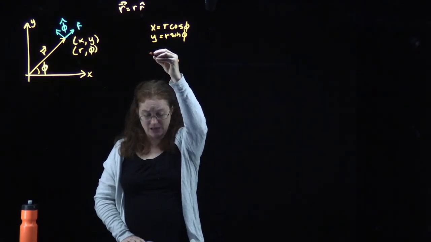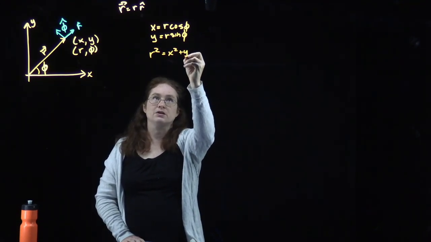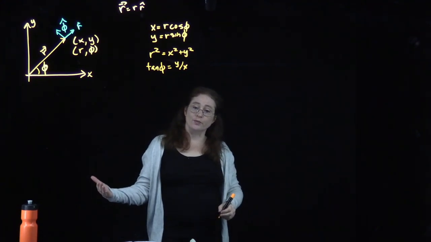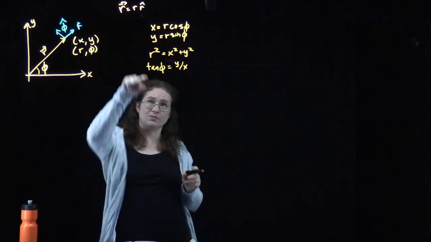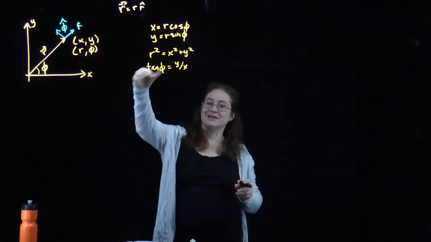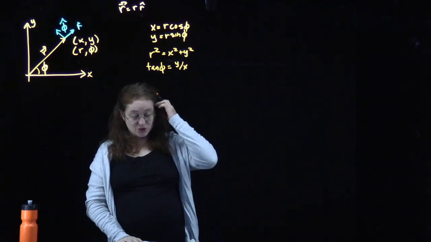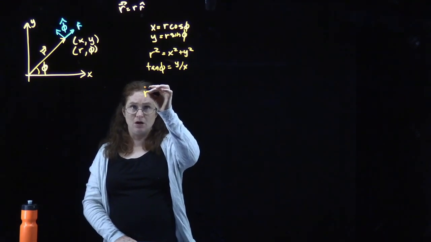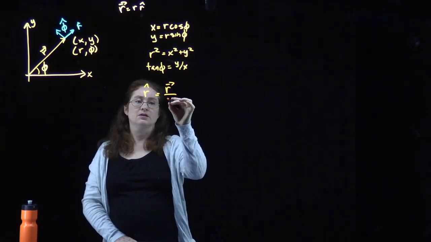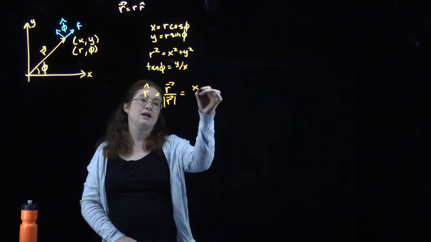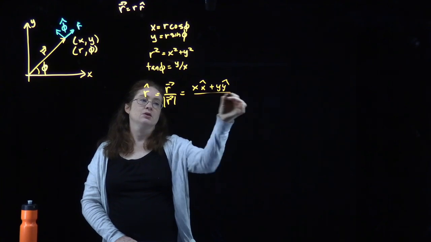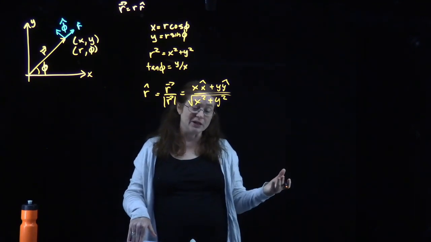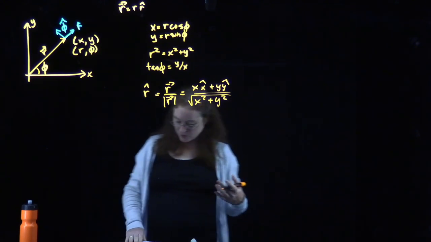We can rearrange this and see that r squared equals x squared plus y squared, and tangent of phi equals y over x. So we can go from x and y to r and phi or vice versa. Be careful here because you've defined the angle up to a sign, and you want to make sure that you are actually getting the correct angle. Okay, and we can also choose, now r hat is our vector divided by the magnitude of our vector. So it is x times x hat plus y times y hat over the square root of x squared plus y squared. Now, this comes in handy, for instance, if you want to look at the change in r hat when we talk about doing derivatives.